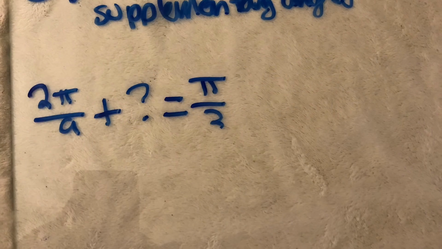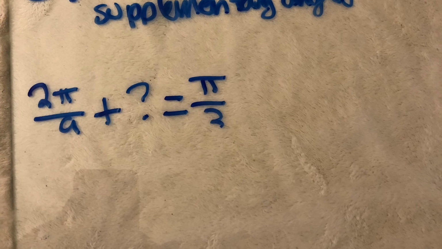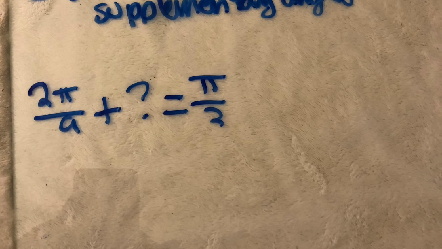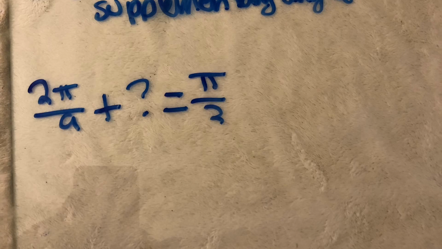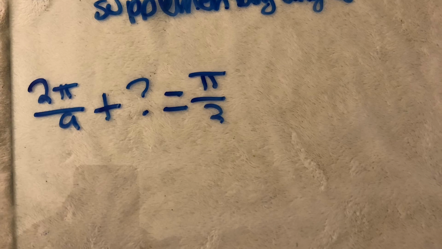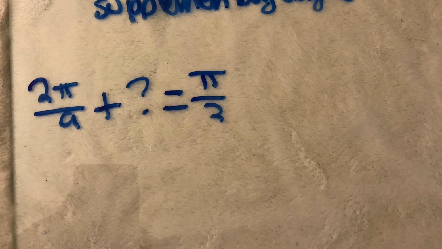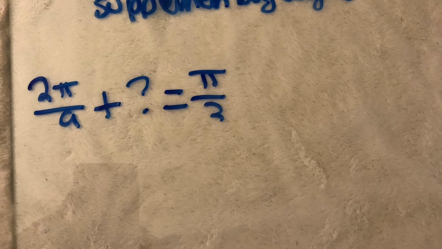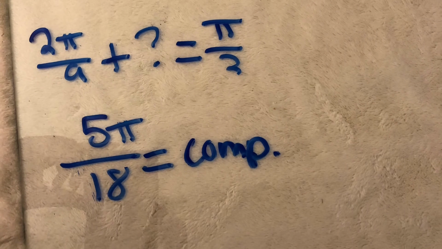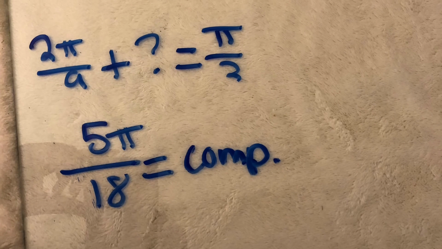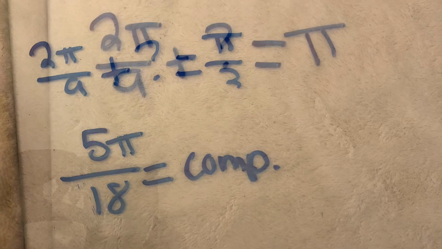The last part of the problem asks you to find complementary and supplementary angles. To find a complementary angle, something plus something must add up to 90 degrees, which is the same thing as pi over 2 in radians. So 2 pi over 9 plus what angle would equal pi over 2? To find that, you would have to subtract 2 pi over 9 from pi over 2, and you would get your answer. And when you subtract, you find out that 5 pi over 18 is the complementary angle.